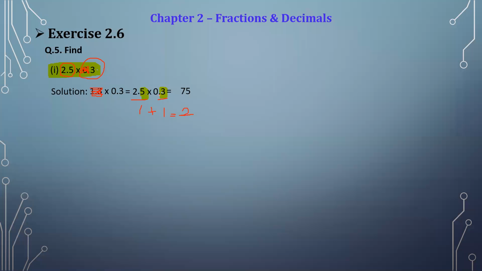So by combining these two numbers, we can say that two digits are present after the decimal point. Therefore, in the final answer also, two digits should be there after the decimal point. As in the example, two digits are present after the decimal point combiningly in both the numbers. Then we have to count only that number of digits after the decimal point in the final answer.